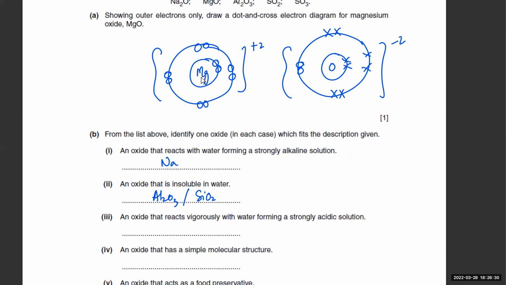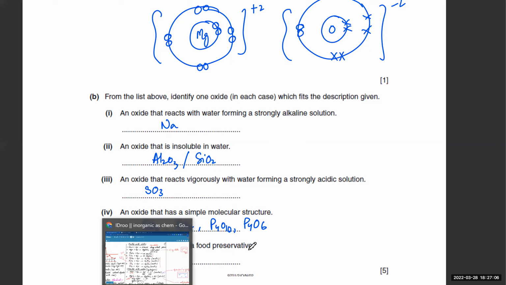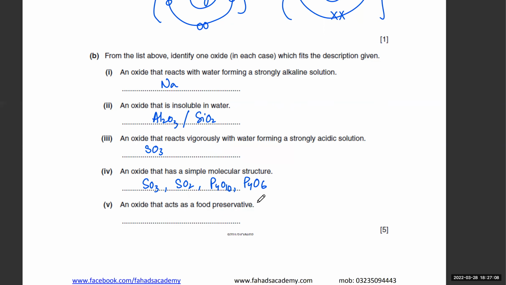An oxide that has a simple molecular structure. You've got lots of them. All molecules: SO3, SO2, P4O10, P4O6, they're all simple molecular. Then an oxide that acts as a food preservative. That is sulfur dioxide. Okay, that's a property of sulfur dioxide.